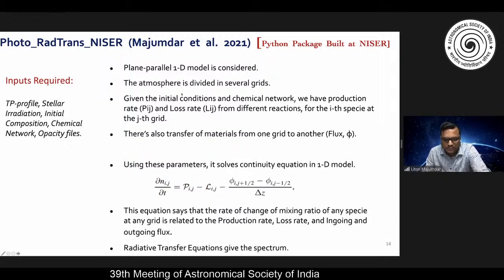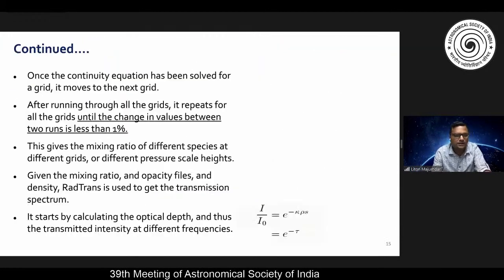Using these parameters, we can solve the continuity equation in 1D, which gives you the mixing ratios of any particular species in the atmosphere of the exoplanet, with respect to the production rate, loss rate, and ingoing and outgoing flux, as I mentioned. And when we have the mixing ratios, we can also solve the radiative transfer to get the spectrum, the observable signature for that particular exoplanet.